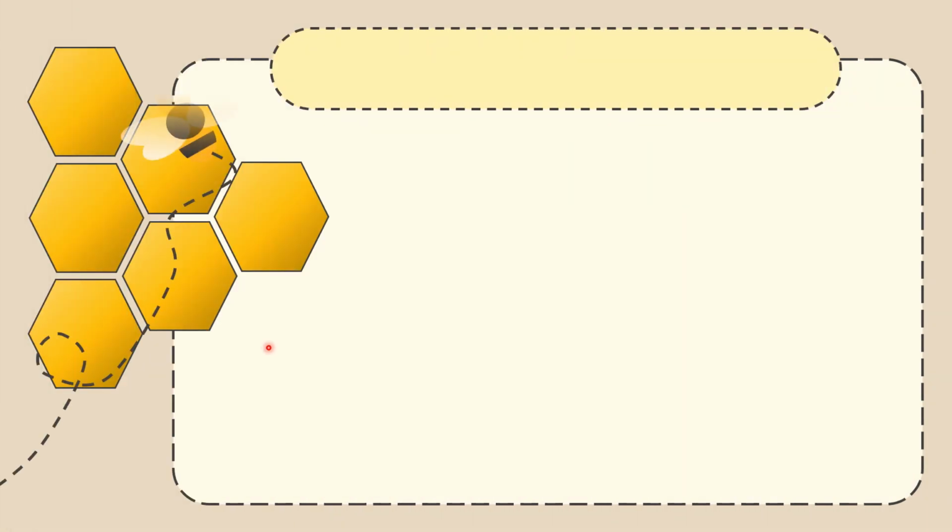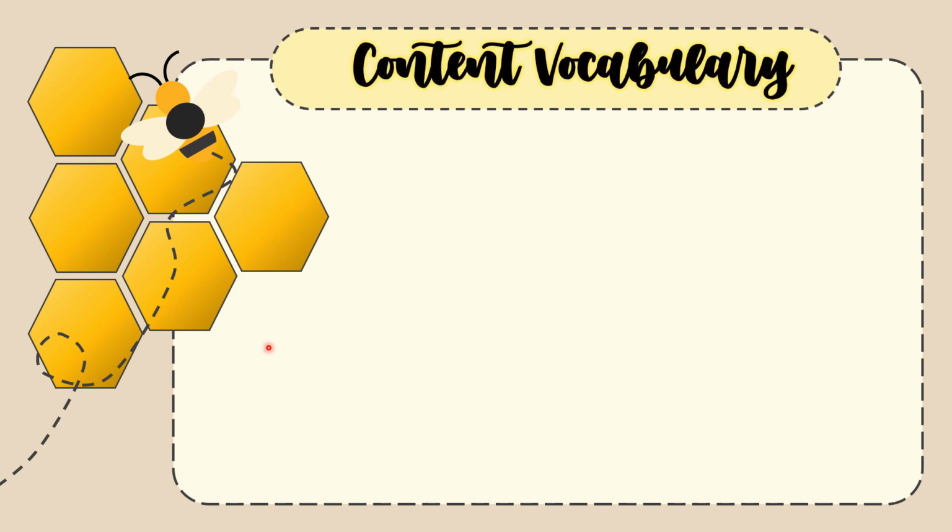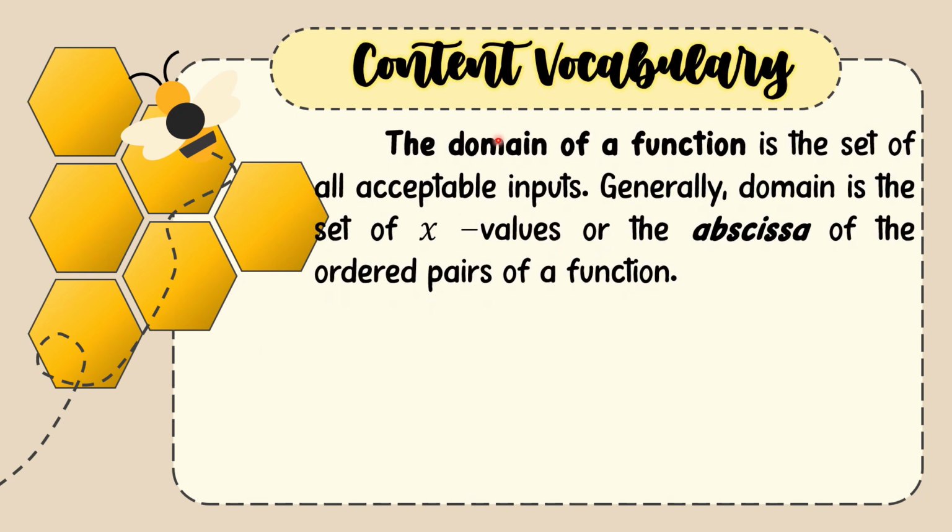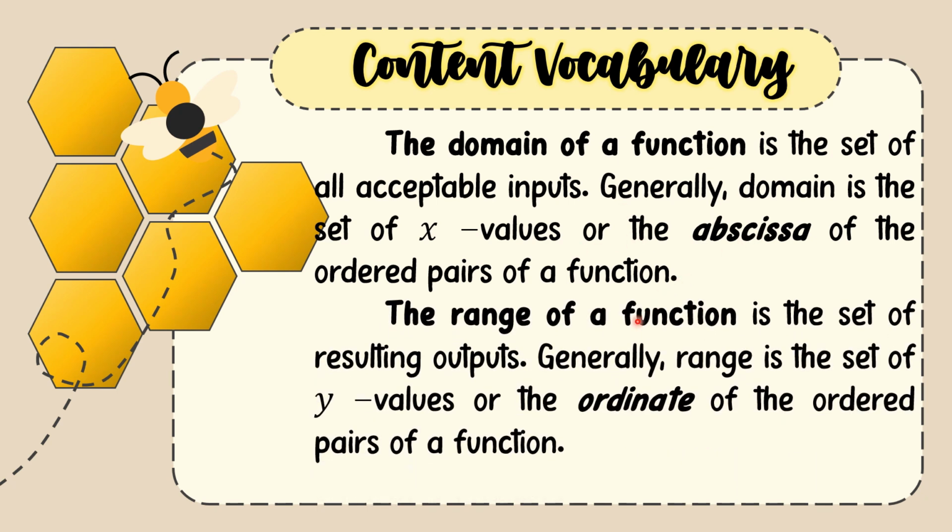Now, what do we mean by the domain of a function and the range of a function? Let's have their definitions. The domain of a function is the set of all acceptable inputs. Generally, domain is the set of x values, or the abscissa of the ordered pairs of the function, while the range of a function is the set of resulting outputs. Generally, range is the set of y values, or the ordinate of the ordered pairs of the function.